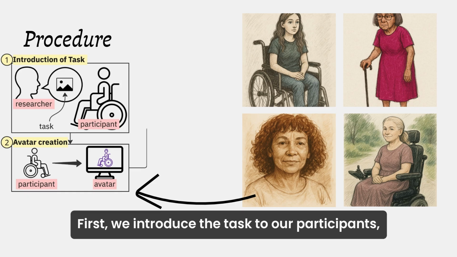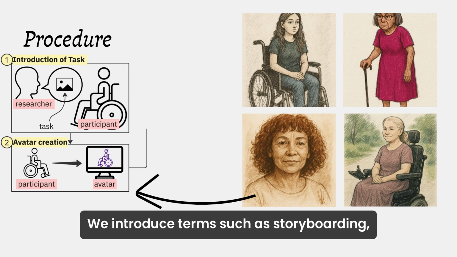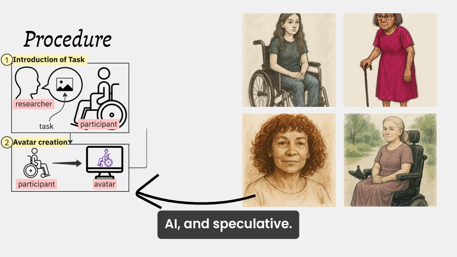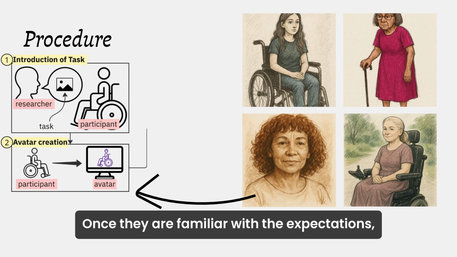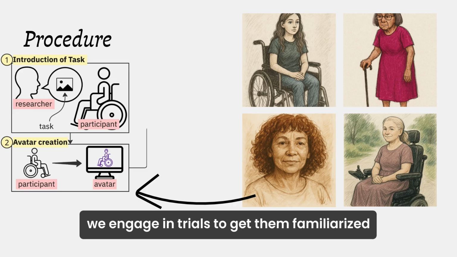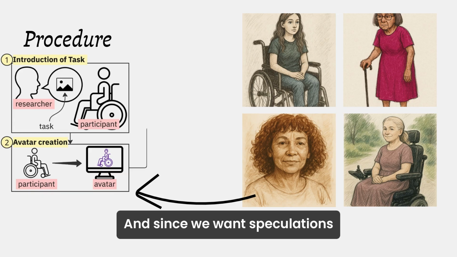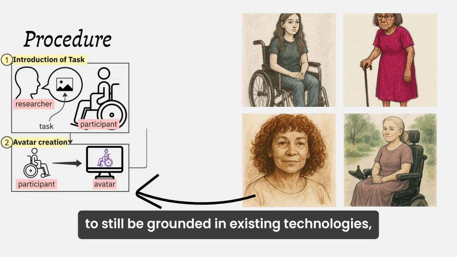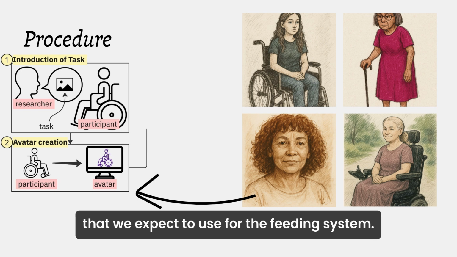First, we introduce the task to our participants, take their consent, and begin recording the study. We introduce terms such as storyboarding, AI, and speculative. Then we talk about the structure of the study. Once they are familiar with the expectations, we engage in trials to get them familiarized with Speak to Scene, our storyboarding interface. And since we want speculations to still be grounded in existing technologies, we introduce the Kinova robot arm that we expect to use for the feeding system.